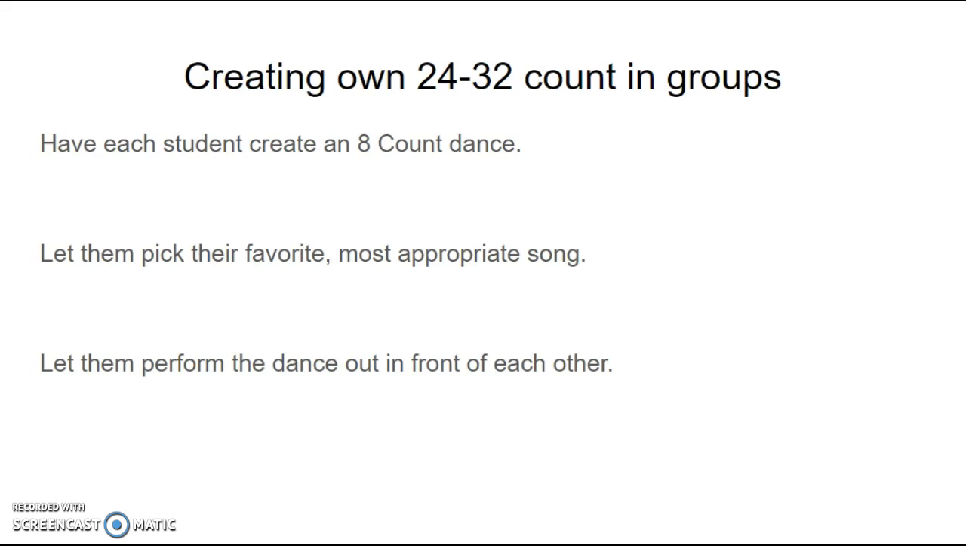Let the students pick their most favorite appropriate song. So if you have a bunch of 5th graders, you need a song that's going to be appropriate to them. Make sure you go over the song before it's played over your speaker. And then at the end of the class, you can let each group perform the dance out in front of each other. Or you could also let 2 groups go at once, to kind of have a dance battle.